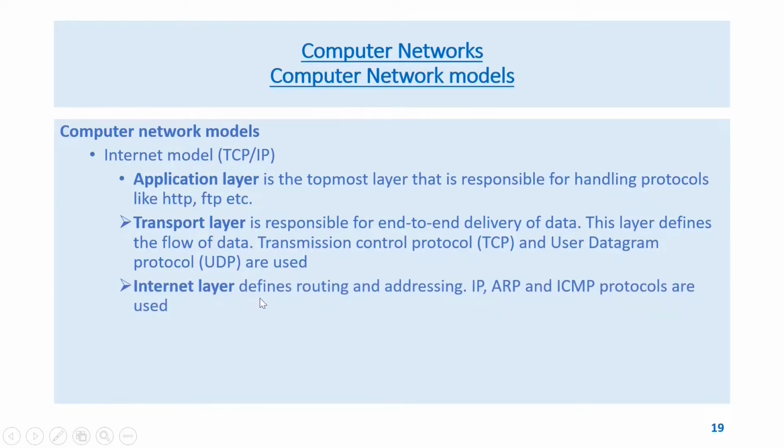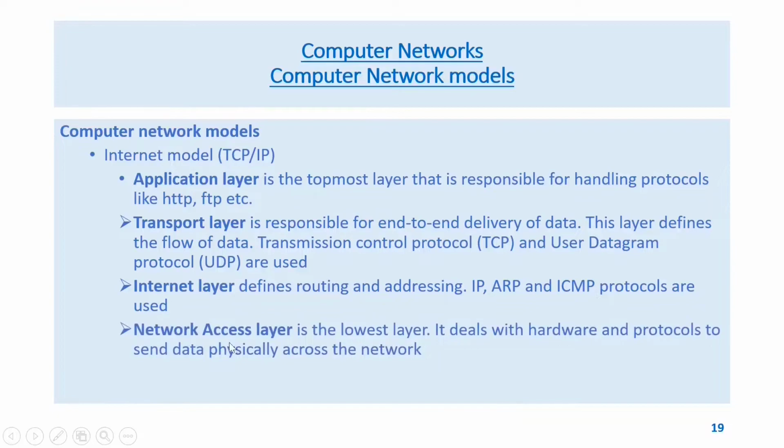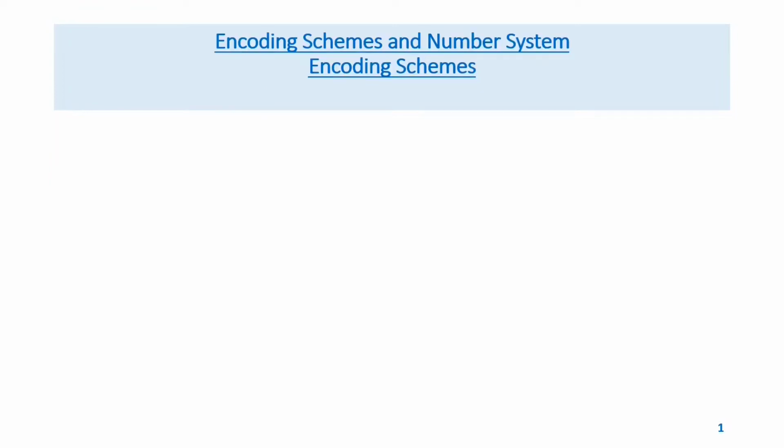Internet layer defines routing and addressing. IP, ARP and ICMP protocols are used. Network access layer. It is the lowest layer. It deals with hardware and protocols to send data physically across the network.